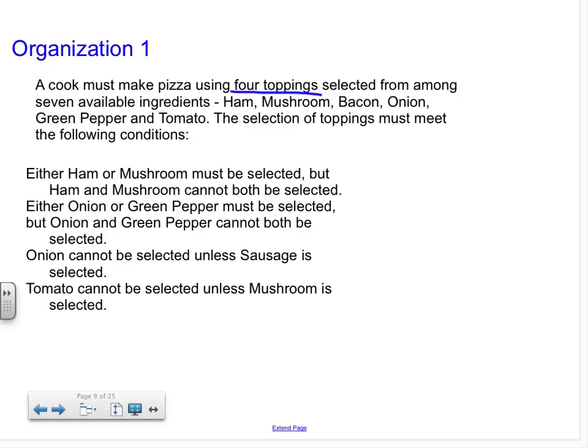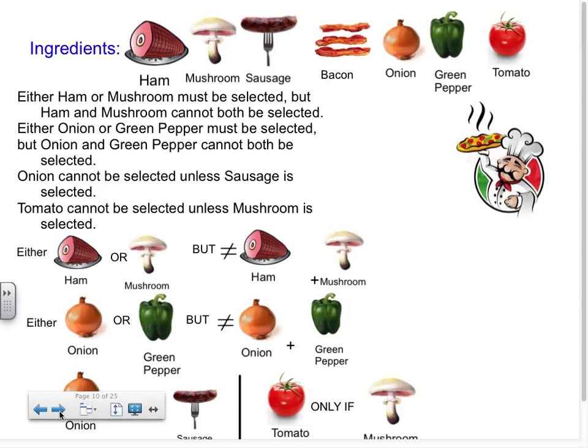So those are the conditions. Let's break them down step by step. When you're first starting out in answering analytical reasoning questions, you may find it helpful to draw pictures to help you understand what the conditions are asking of you. So for the top, we have our ingredients laid out: ham, mushroom, sausage, bacon, onion, green pepper, and tomato. And these ingredients are going to be used to make our pizza. And we've got our conditions step by step here.